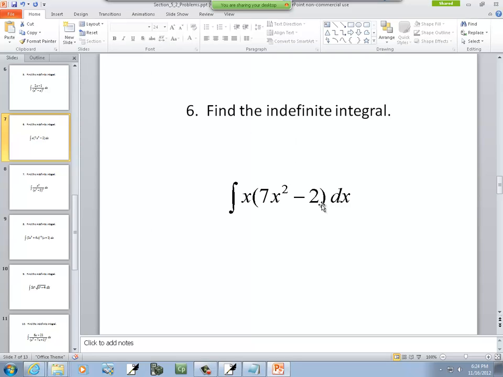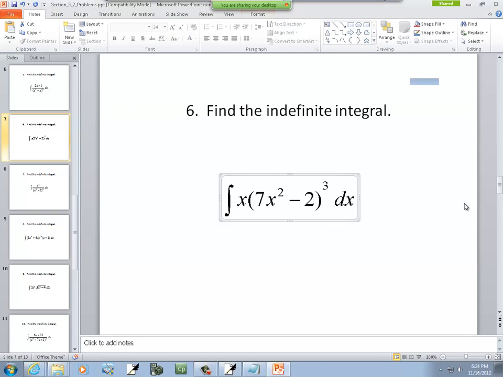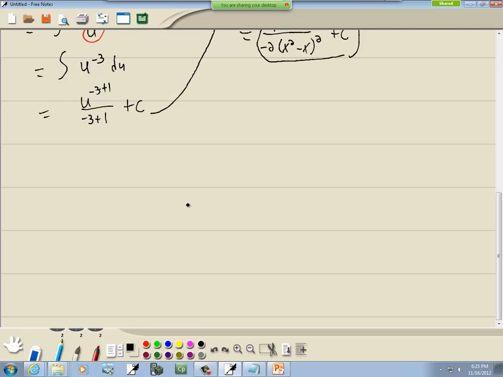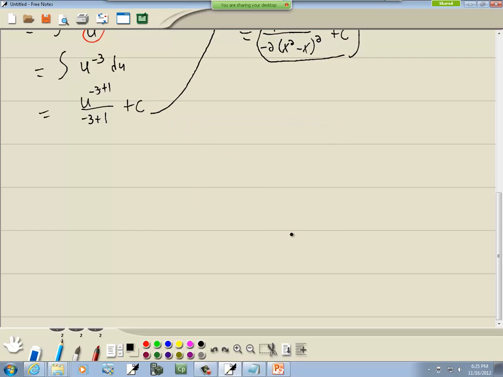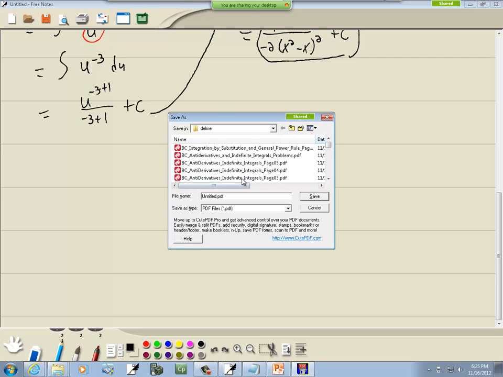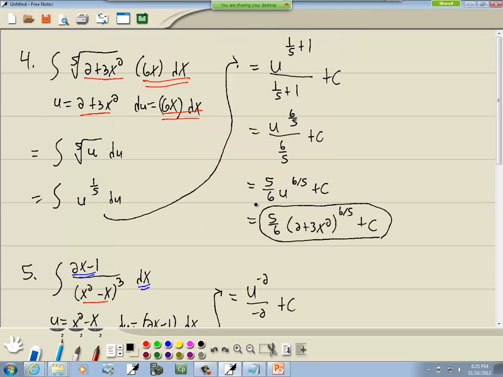I didn't put a power here. Let me put a power there. Let's only put a 3rd power. There. Otherwise, it's really not a substitution problem. Let me save this.